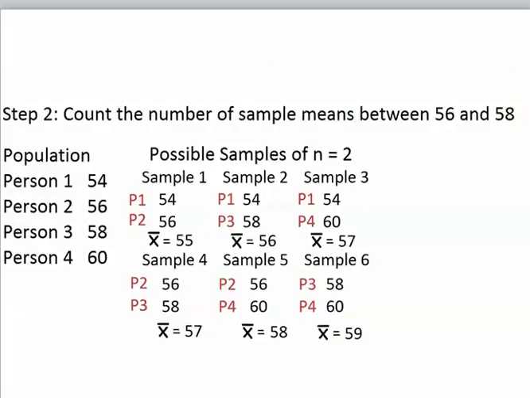In step 2, we need to count the number of sample means between 56 and 58, because that's what the question is asking about. We can see that 4 out of 6 possible samples have a sample mean between 56 and 58, if 56 and 58 are included. So we have the answer for step 2. We know that 4 out of 6 possible samples have a sample mean between these 2 numbers. Now we can move on to step 3.